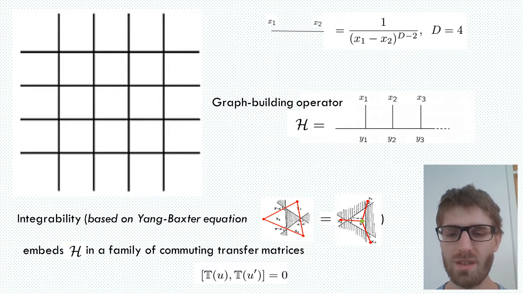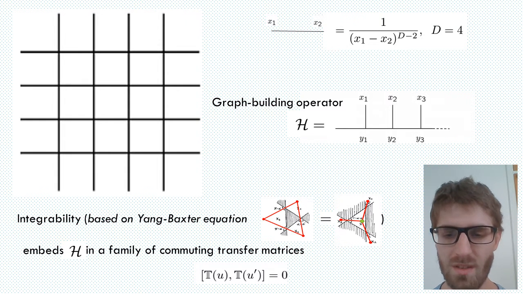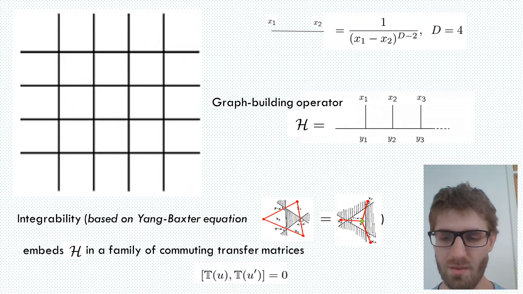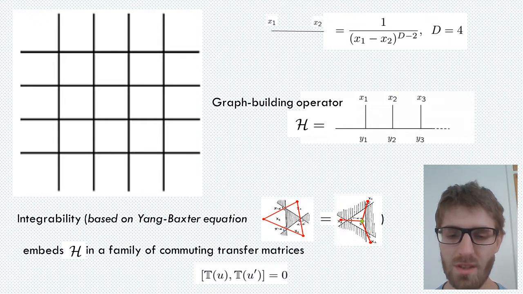This relation has an important consequence. It implies that the graph-building operator, with appropriate boundary conditions, can be embedded into a one-parameter family of more general operators called transfer matrices. And the transfer matrices commute non-trivially for different values of the parameter. This parameter will be called the spectral parameter. This commutativity property means that there are many integrals of motion commuting with the Hamiltonian, which is the usual definition of integrability. We will see that this mathematical structure gives us a lot of special tools to study the model.